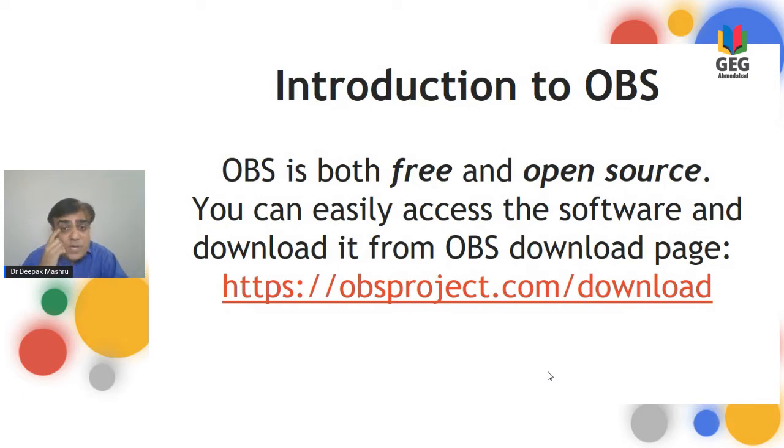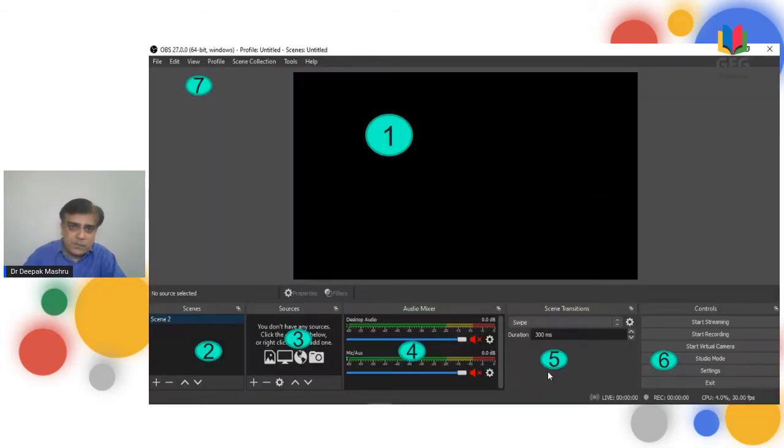The website is obsproject.com. If you search OBS on Google, you will find it and you can download it, right? You can download it for your Mac or for Windows. I have used it for Windows, so I'll talk about Windows today, whatever my experience is. Now, when you download and open OBS, you will find these 7 things. These are the 7 parts that we will discuss during this session.